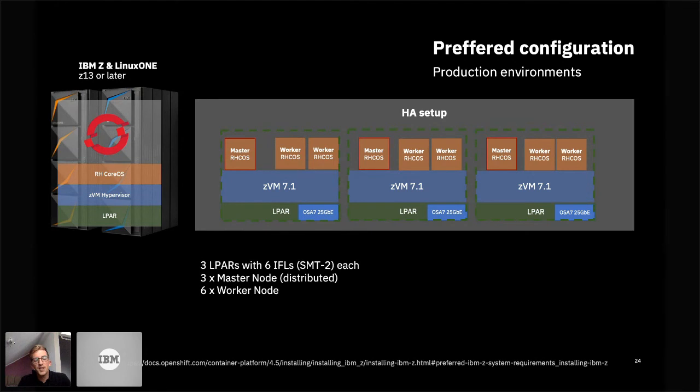And of course, there is a recommendation to use 6 worker nodes for better performance, and each of those LPARs to have at least 6 IFLs with SMT2. On the previous chart, I missed it, but it was stated that the minimum configuration is 3 IFLs, and this is really the minimum, and you should not go below that.